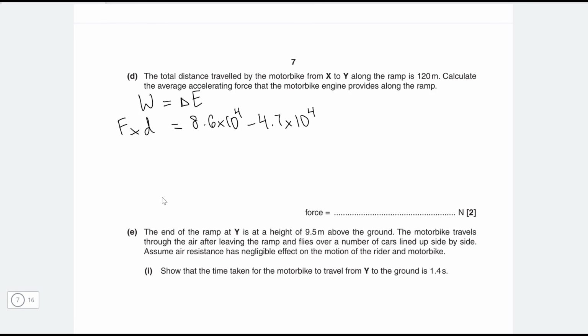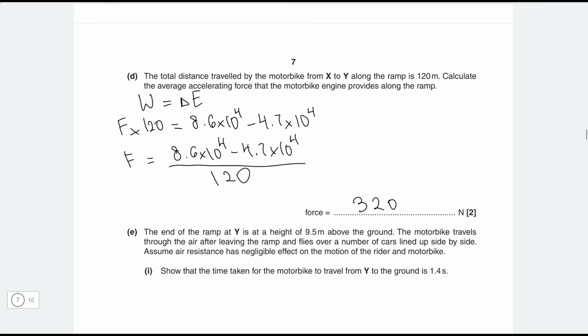We're also given the distance is 120, so I can substitute that in here. It's going to be 120 meters. Let's rearrange for the force. The force will be 8.6 times 10 to the 4, take away 4.7 times 10 to the 4, divided by 120, giving us 320 newtons. And this is a really typical work done question.